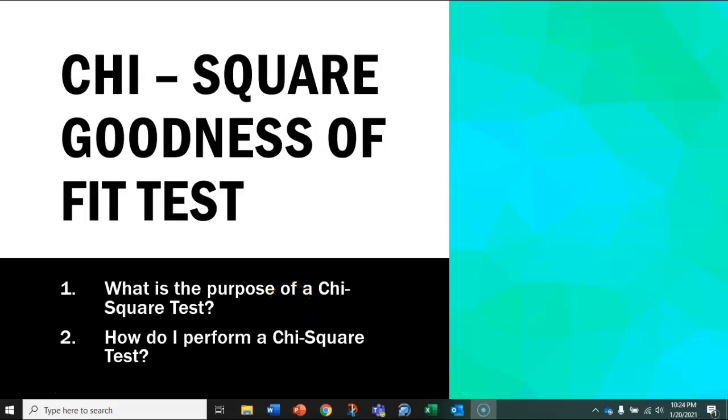Today we're going to do the chi-square goodness of fit test. This is going to be a little bit of a math lesson. Today we're going to find out what the purpose of the chi-square test is and how we actually perform a chi-square test.